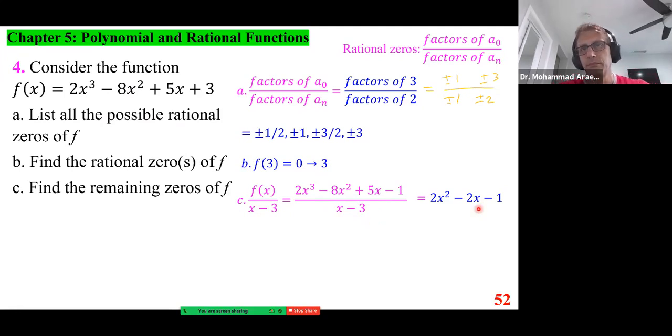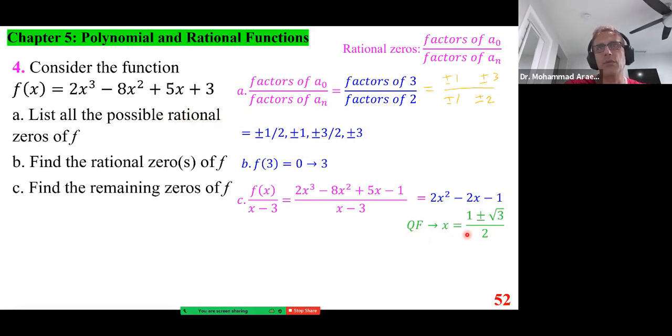This one, you have to find the zeros by the quadratic formula. By the way, if there are more rational zeros, you can plug in the rest of them and see what else is there. But there happen to be none. And the only rational zero is 3.